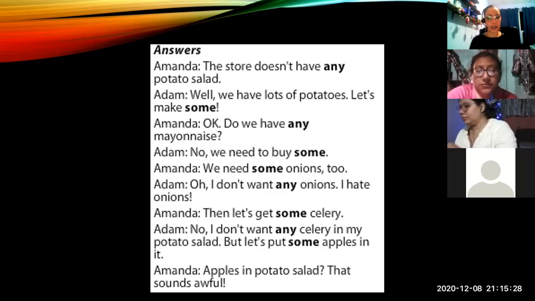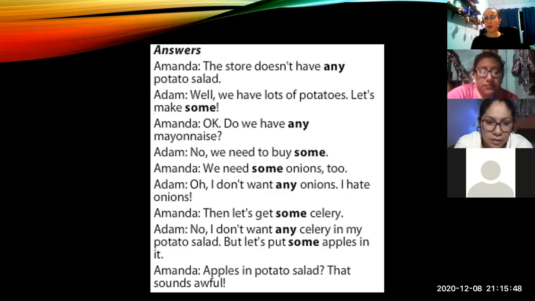Then let's get some celery. No, I don't want any celery in my potato salad, but let's put some apples in it. Apples in potato salad. That sounds awful.